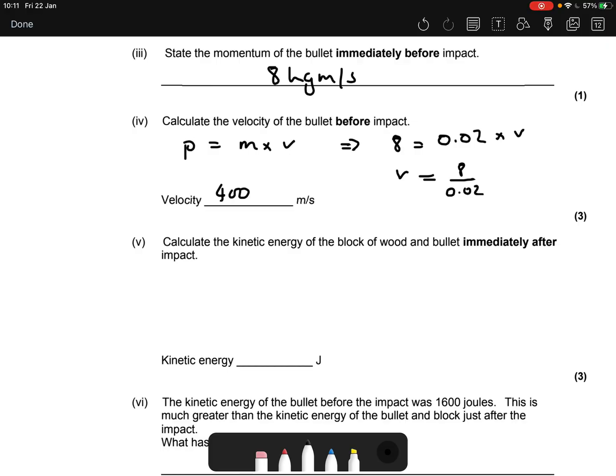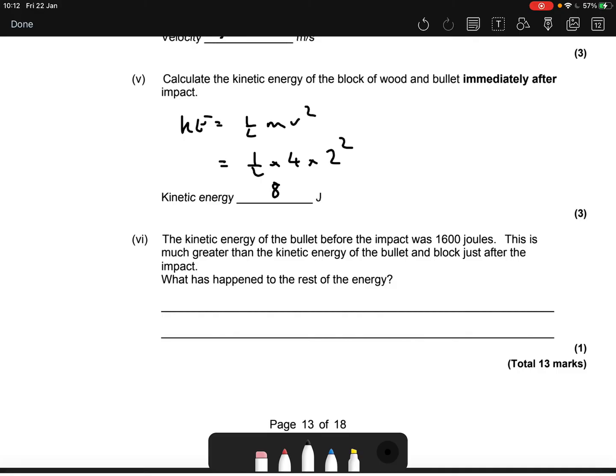Calculate the kinetic energy of the wooden block and bullet immediately after the impact. So I've got kinetic energy equals a half mv squared. So I've got a half times 4 times 2 squared, so it's 2 times 2 times 2. So I've got 8 joules, which is a nice number. The kinetic energy of the bullet was 1,600 joules, which is a lot of joules.